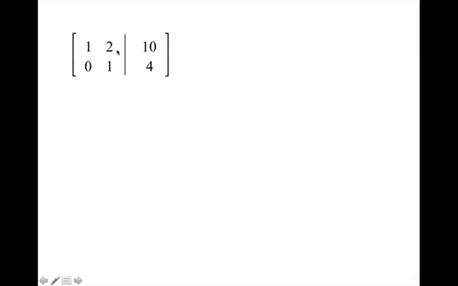Now that I have my 1, I need the 2 to become a 0. So change its sign to a negative 2 and multiply it by the row that contains the 1 that I just put in place. So it's negative 2 times row 2. Negative 2 times row 2 is 0, negative 2, negative 8. Now you always add this to the row you want changed. I want to change row 1, which is 1, 2, and 10.